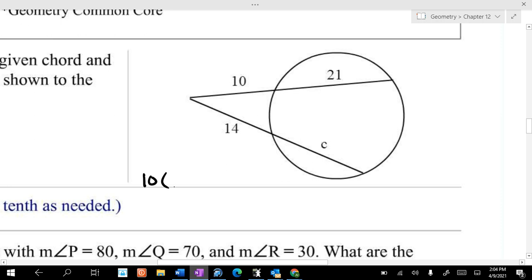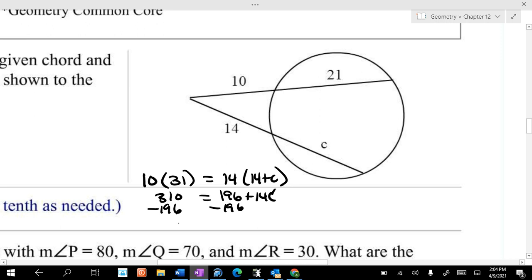Outside times the whole thing. What's the whole thing? 31 equals the outside times the whole thing. 310 equals 196 plus 14c. Subtract 196. So you get what? 116? 114 equals 14c. Divide by 14. I'll trust you.